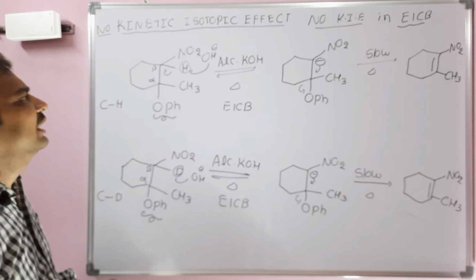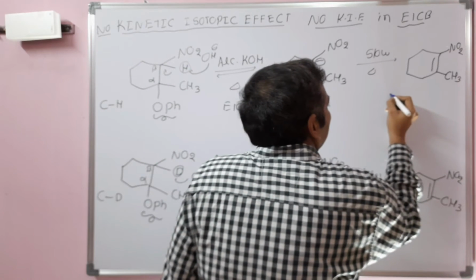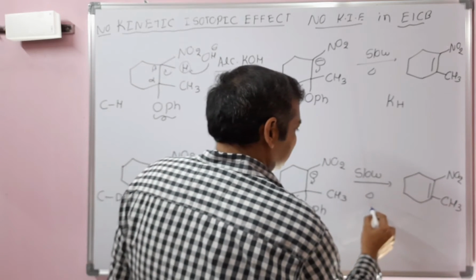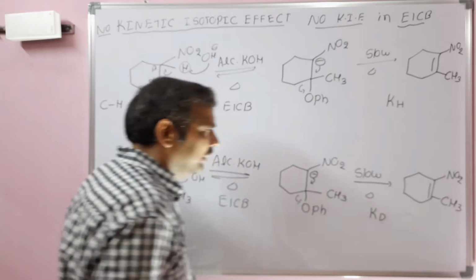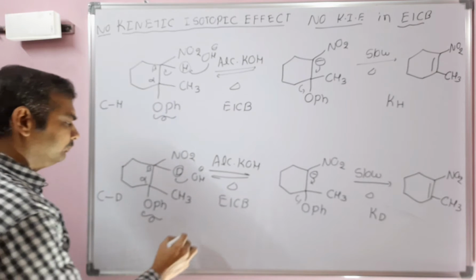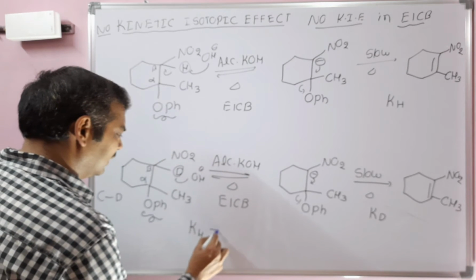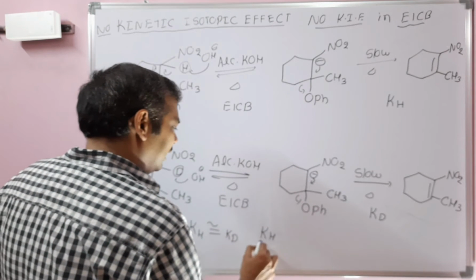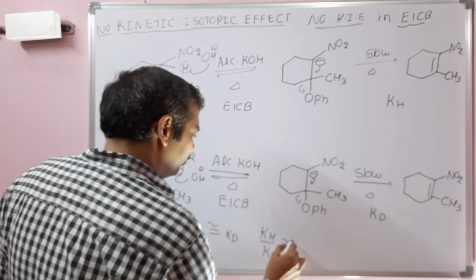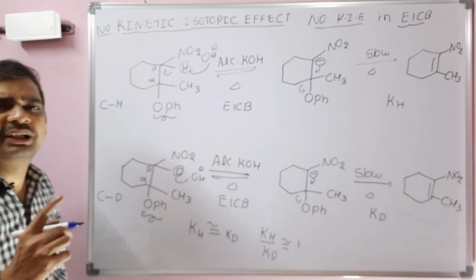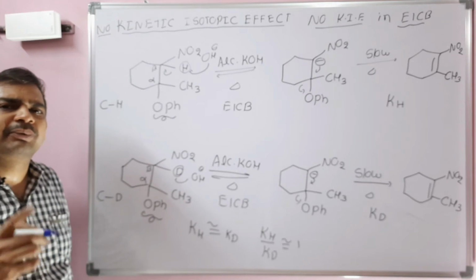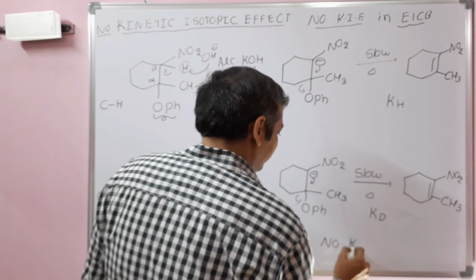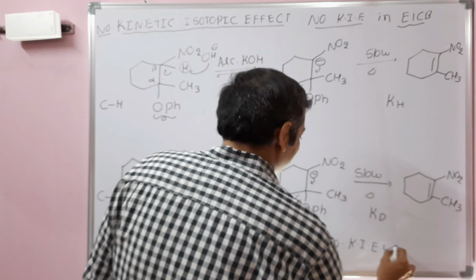Now see, the rate constant for the first reaction is KH, since it has hydrogen. The rate constant for the second reaction is KD. From the experimental data, KH is approximately equal to KD, or KH by KD is approximately equal to 1. When KH by KD or KH by KT is approximately equal to 1, there is no kinetic isotopic effect.